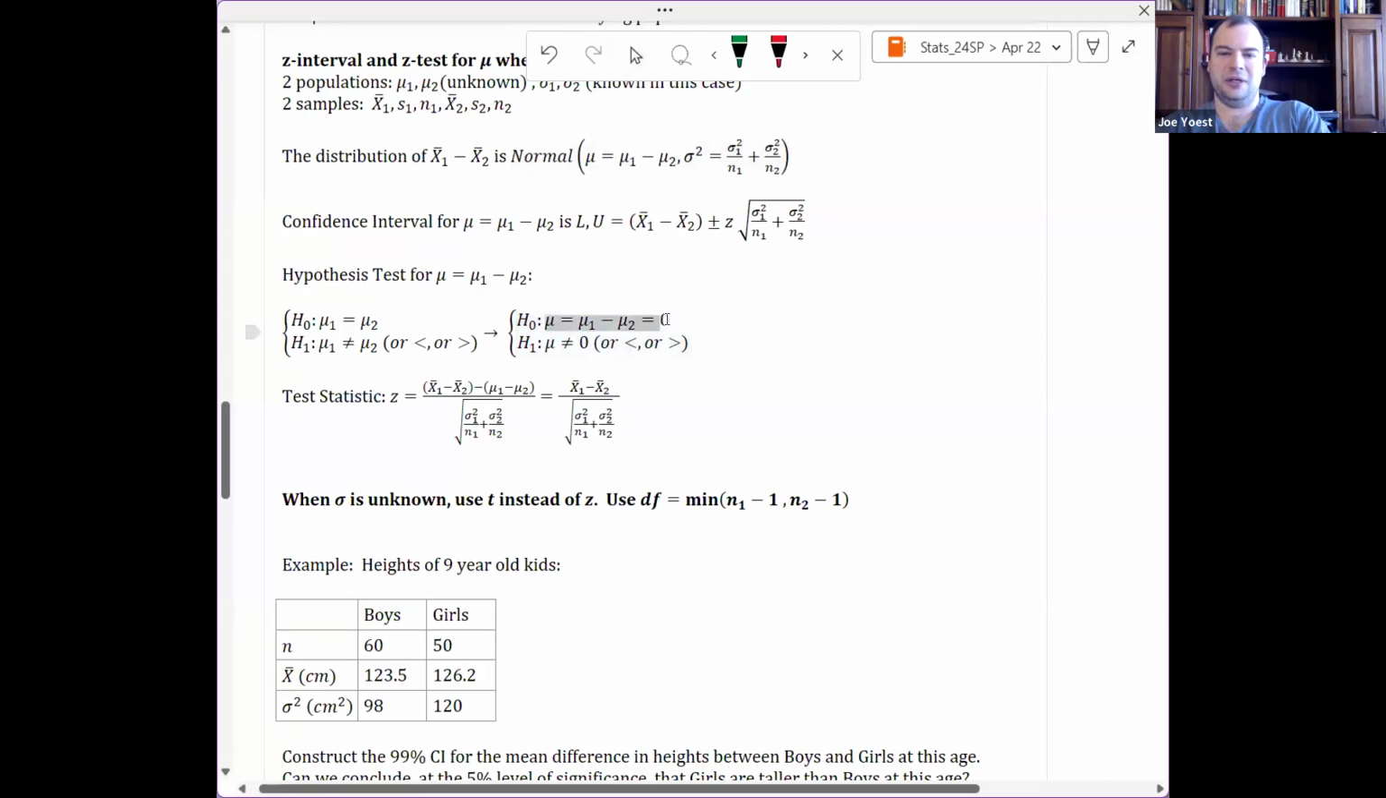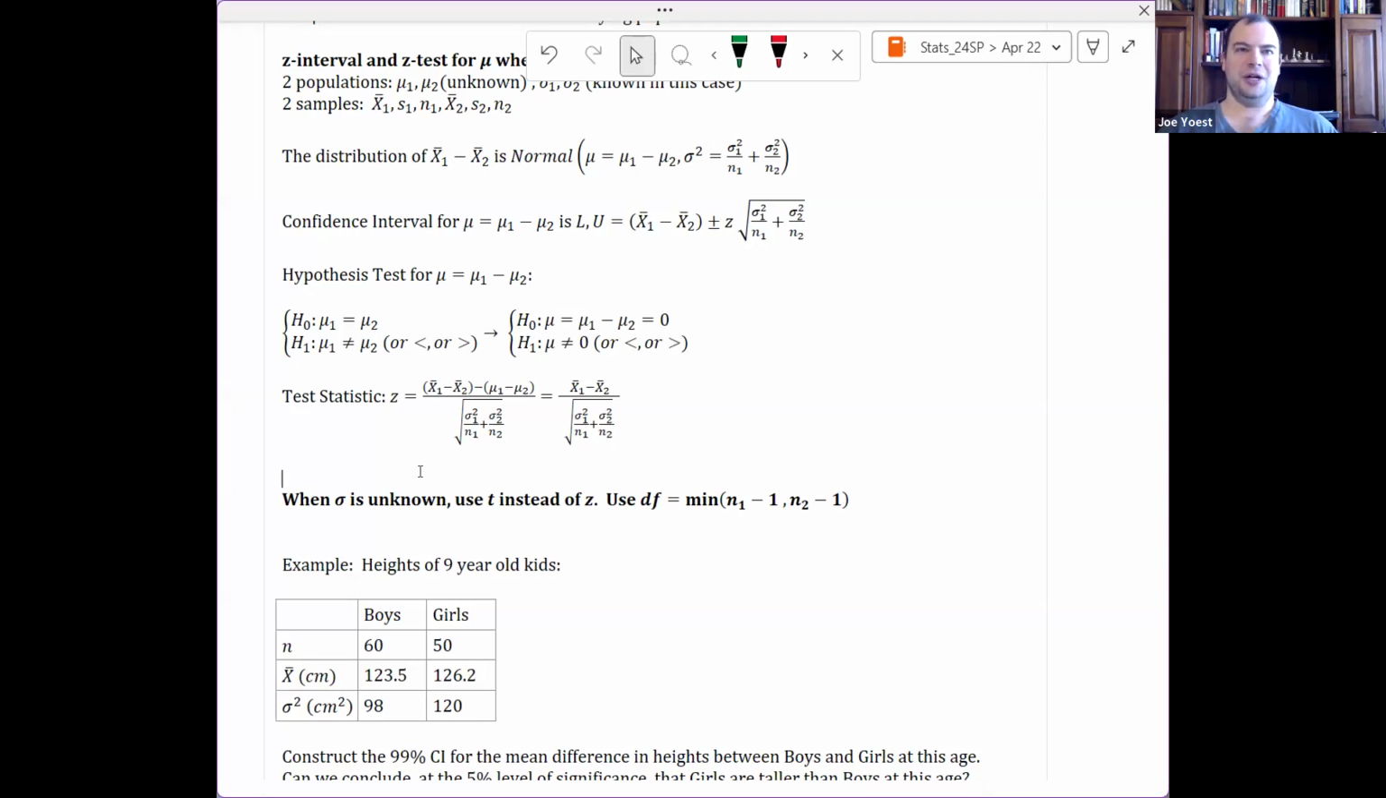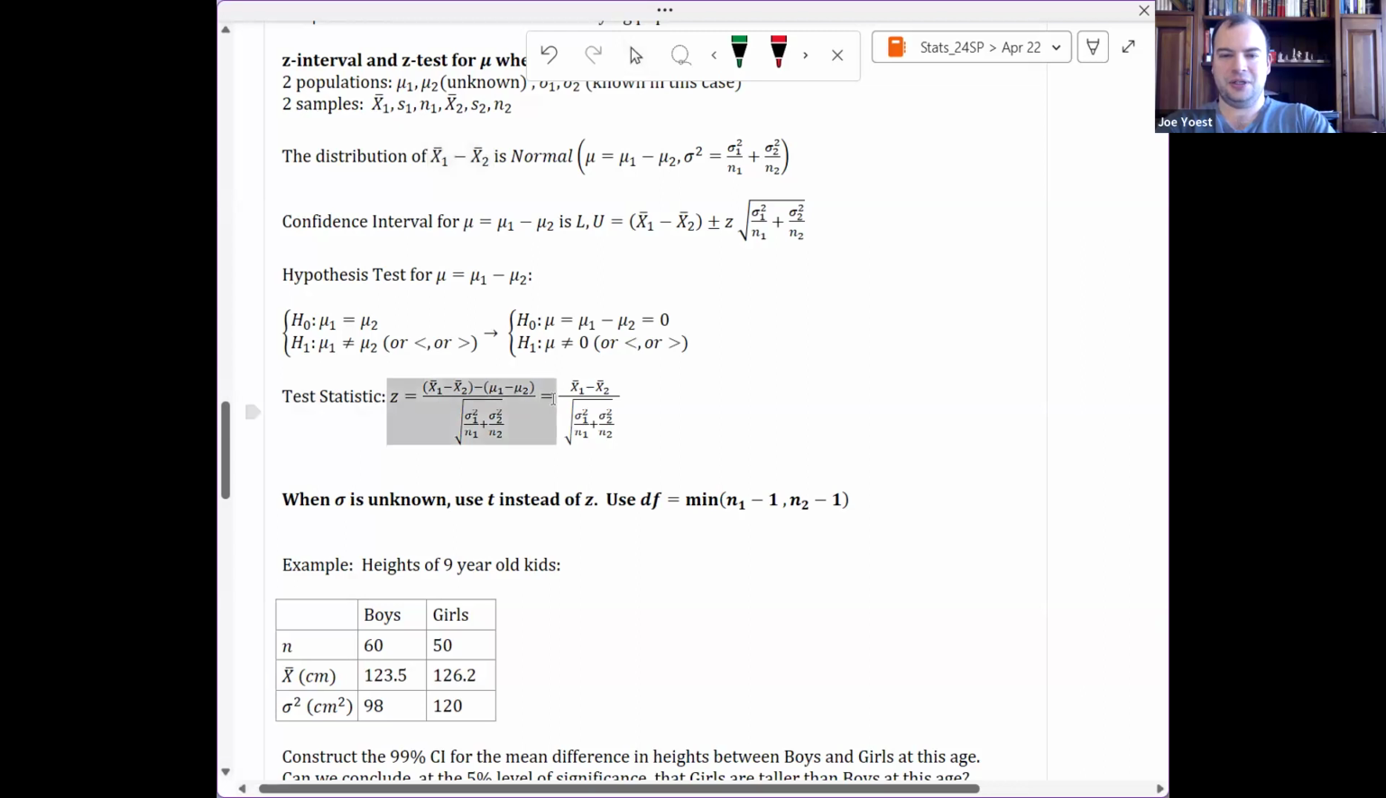Once I reframe it as the difference between the two means being 0 or non-zero, or perhaps being less than 0 or bigger than 0 for a one-tail test, I could do the same stuff that I did before. I could say assume H naught is true, draw the normal distribution for x bar 1 minus x bar 2, see where my point estimate is, find a p-value. I could look at a critical region or a rejection region. I could use my test statistic for that.